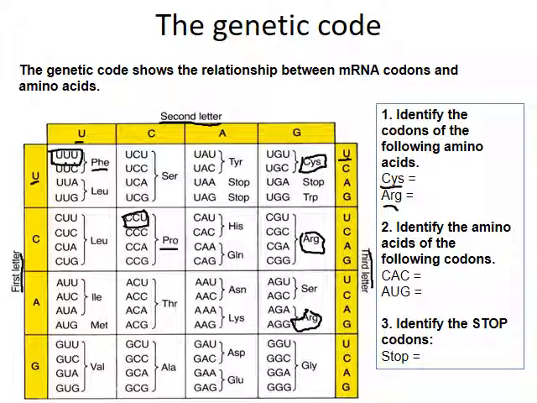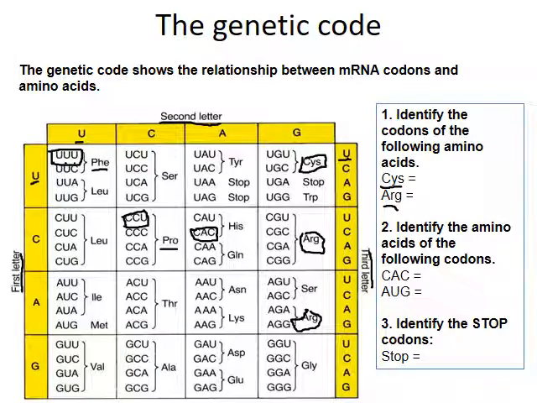So question 2, identify the amino acids for the following codons. So for the codon CAC, we need to find that. So look for the C column, then the A, then the C. So CAC is there. And for CAC, we see that it relates to the amino acid HIS, which is histidine. So we would write down HIS.